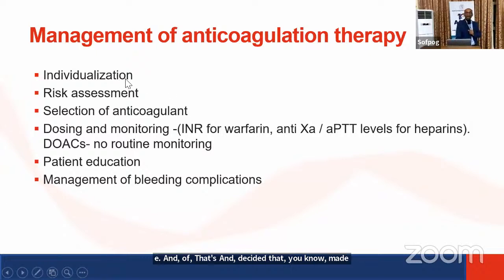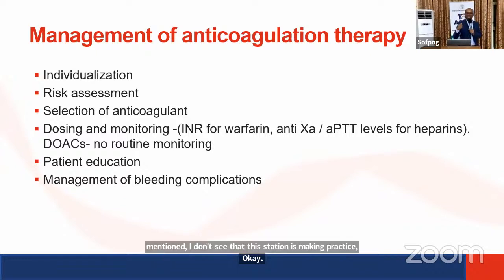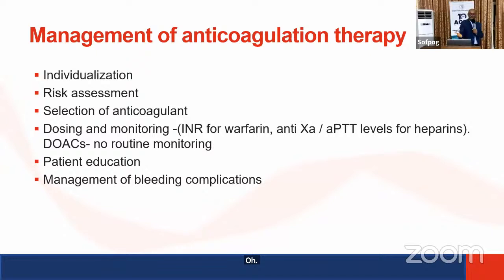We must mention individualization. You can't say that this patient is taking drug A for prevention of stroke, so this patient will also take drug A. Patients have different characteristics. Always make sure that you assess their risk of getting a thrombotic event and their risk of bleeding, which helps you decide. Then selection of anticoagulants, dose, and monitoring. Some of the drugs need INR, heparin needs monitoring, and with low molecular weight heparin sometimes you can use kidney function. But for the newer drugs, there is no routine monitoring needed.